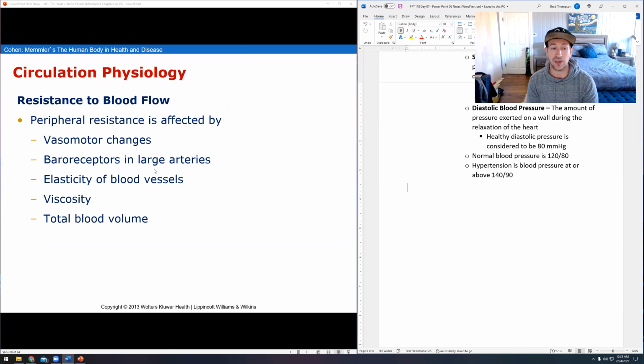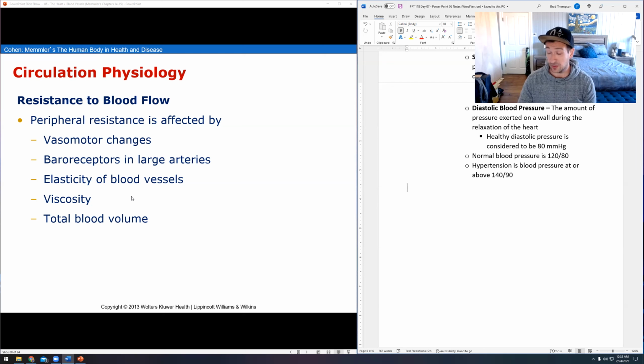So there's a lot of things that can raise your blood pressure. It can be vasomotor changes, it could be the blood vessels dilating or constricting. It can be the elasticity of your blood vessels. One of the reasons why high sodium diets are considered not so great for us is because it hardens our arteries, which makes them stiffer.